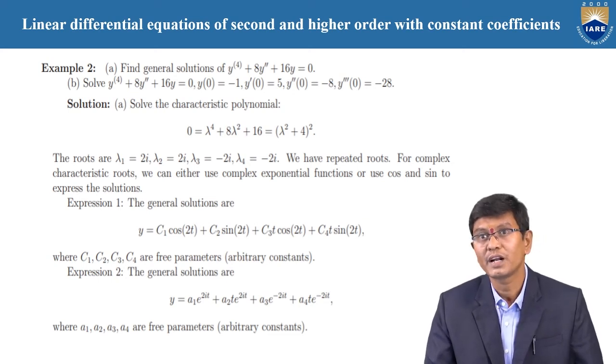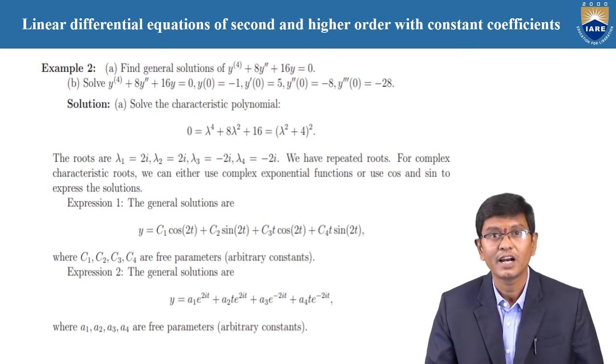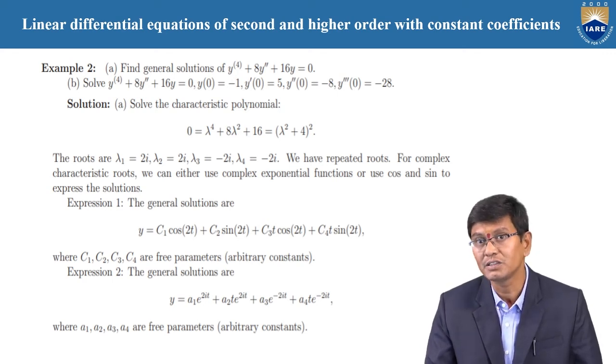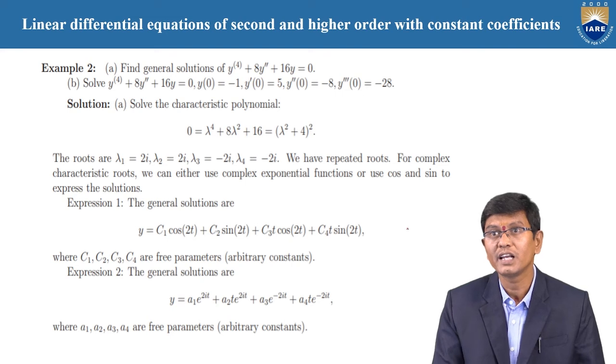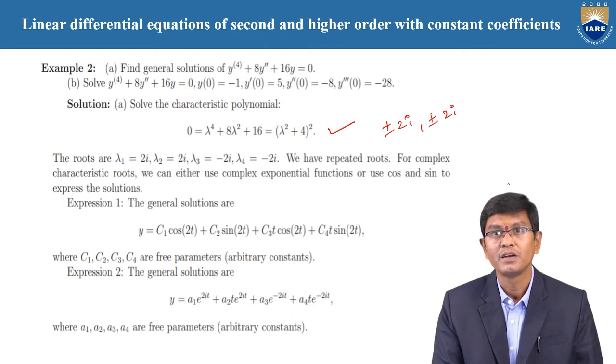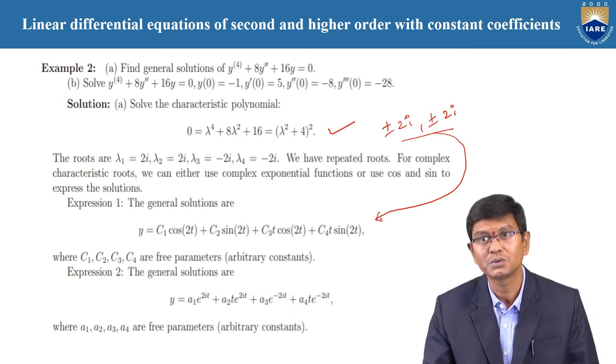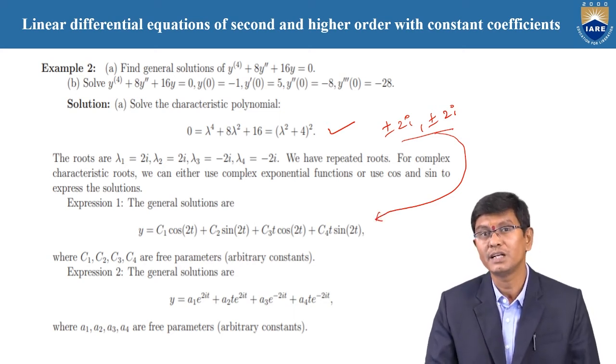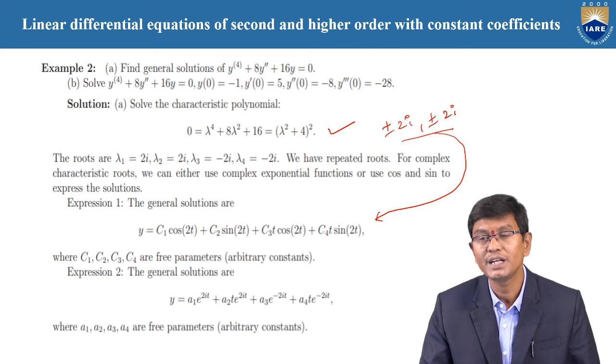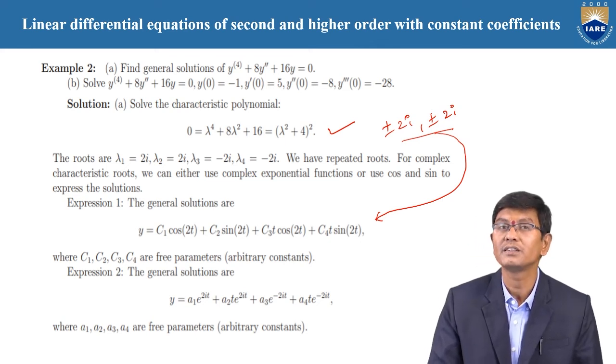Therefore, we need to write the characteristic equation, and by solving it, we obtain the roots lambda is equal to plus or minus 2i, a repeated complex number. According to the repeated complex roots, we follow the fourth case: y is equal to c1 into cos 2t plus c2 into sin 2t plus c3 into t into cos 2t plus c4 t into sin 2t.